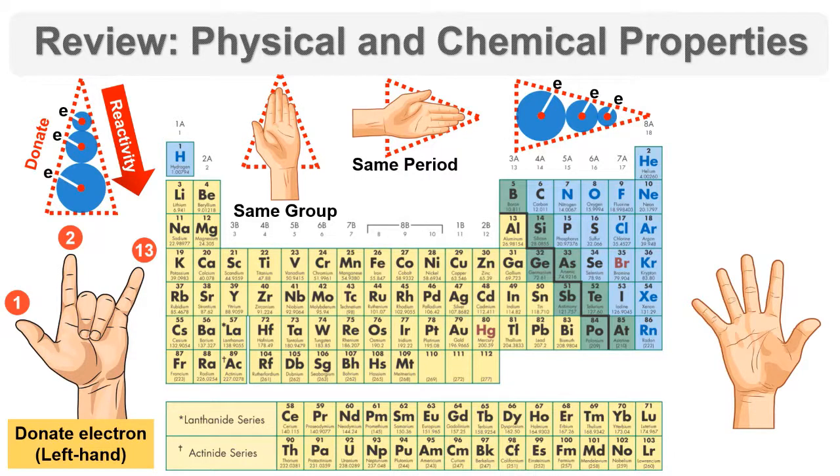On the right hand, starting with the pinky finger, is Group 14. The ring finger, Group 15. The middle finger, Group 16. The index finger, Group 17, and ends with the thumb, Group 18.